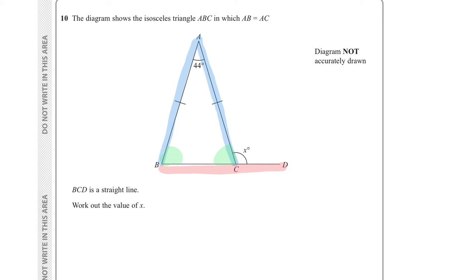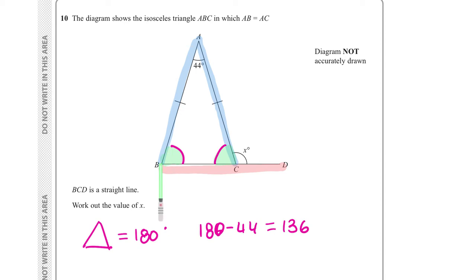It says work out the value of x. Okay, so what do I know? I know that angles in a triangle add up to 180. So a triangle equals 180 degrees. So, how would I find the other 2 angles? I would need to do 180 minus 44. 180 minus 44 is 136.